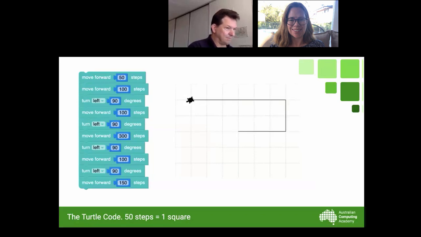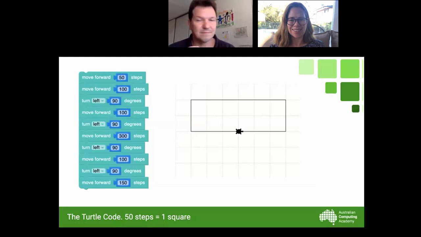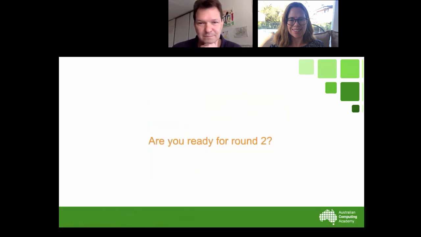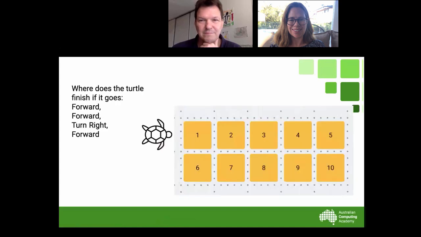So what we're going to do now is move on to another activity, which is round 2. Coming up on screen. Okay, so what we're going to do now is imagine this turtle, who you can see is waiting to go onto the number grid. And I want you to follow the instructions we've put there: forward, forward, turn right, and forward. And tell me, which number square do you think the turtle would land on? And pop your answer into the chat.